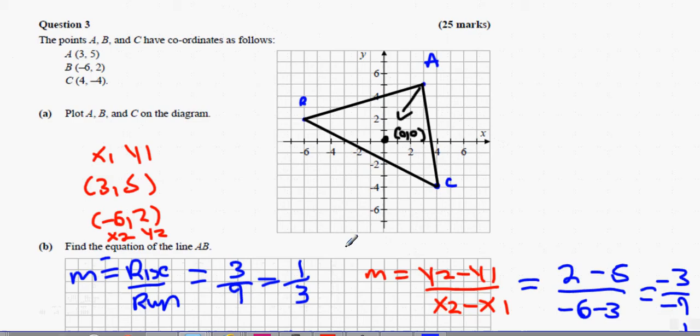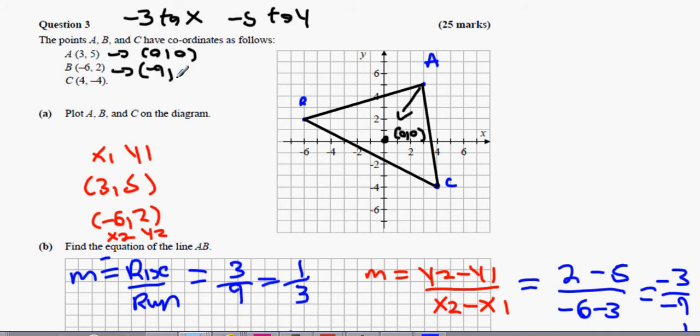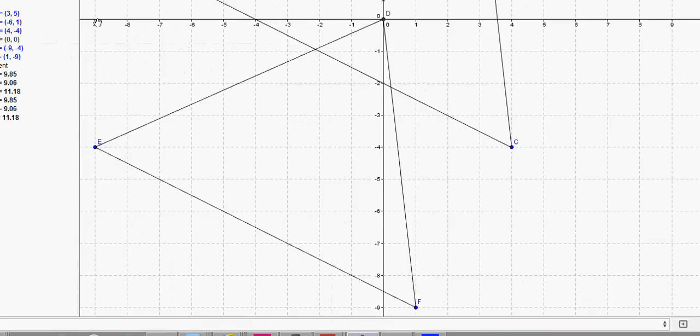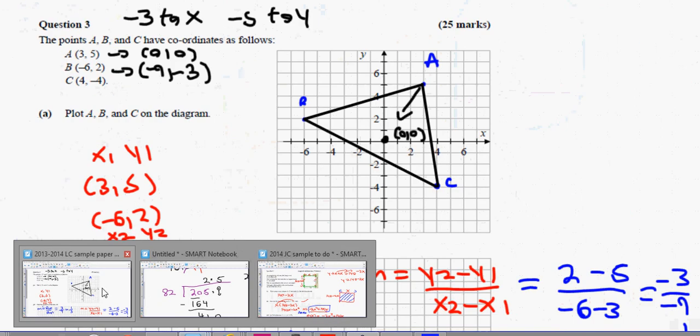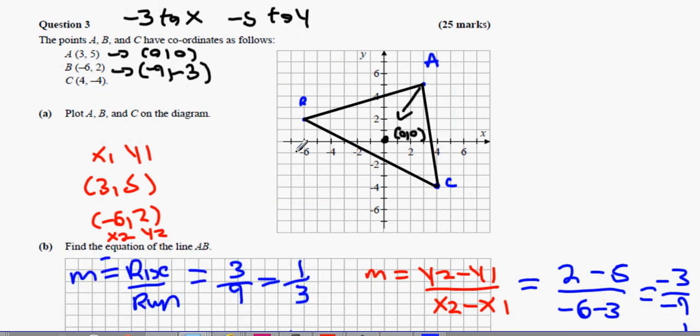Okay, so what we do is we'd move A to 0, 0. We'd move B. Now, we're going minus 3 to x, minus 5 to y. So then B will turn into minus 3 to x would be minus 9, and minus 5 to y would be minus 3. Minus 9, minus 3, and that's what this one here is. So minus 9, 1 second, so 6, 2 goes down 5.